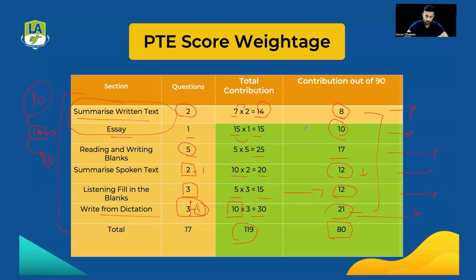Now, what I want you to take out of this video: if you're not getting your scores in writing, focus on write from dictation, summarize spoken text, reading writing blanks. And if you think you're doing fine in these 4 areas, then focus on these 2, because these are easy tasks and there are very few chances you can mess them up. What you have to practice every day: 1 summarize written text, 1 essay on alternate days, around 15 to 20 reading writing blanks, 2 summarize spoken text, 10 listening blanks, and 30 write from dictation. Do these and you'll be 100% fine.